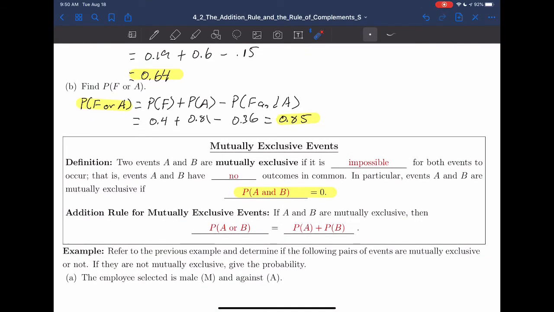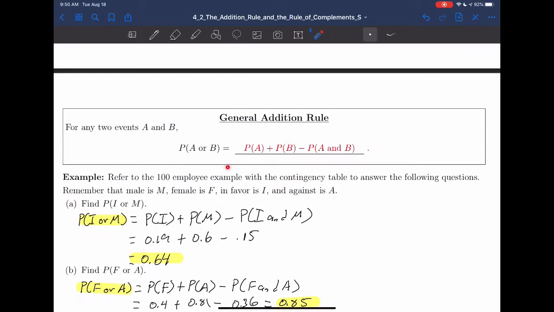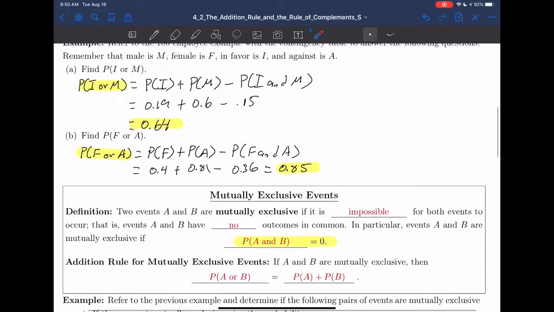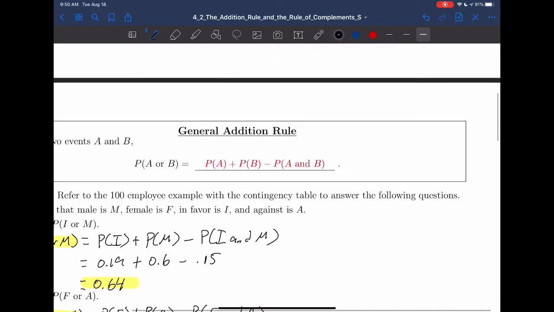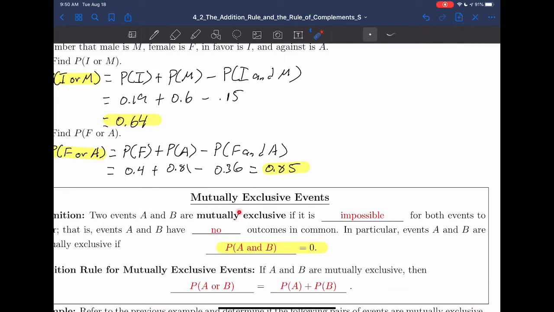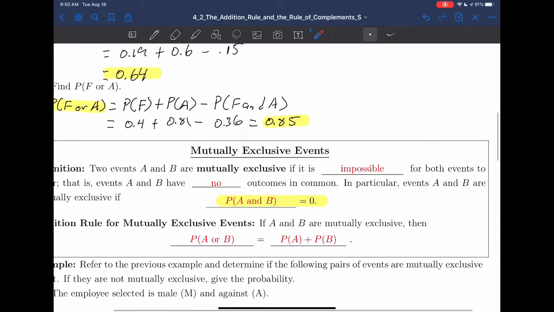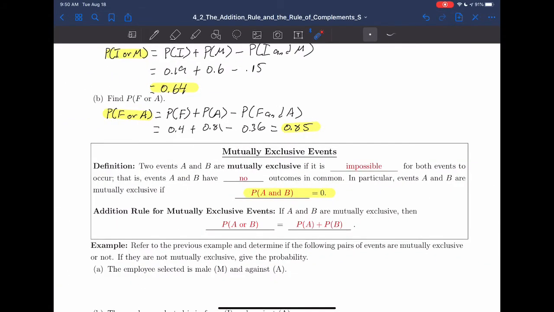So what does this do with the formula? What does this do with this formula here? Well, if two events are mutually exclusive, the probability of A or B is just going to be equal to the probability of A plus the probability of B, because this part here is going to be 0 since they're mutually exclusive. So that changes the formula a little bit.